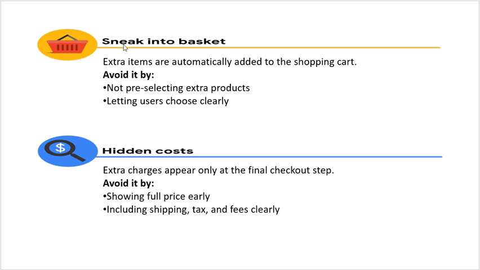The second type is sneak into the basket, where extra items are automatically added to the shopping cart. Avoid it by not pre-selecting extra products and letting the user choose clearly. Then hidden costs, where extra charges appear only at the final checkout step. Avoid it by showing the full price upfront and including shipping, tax, and fees clearly.